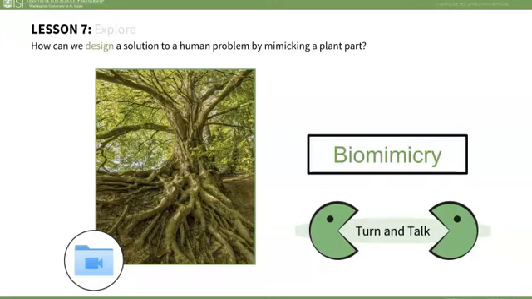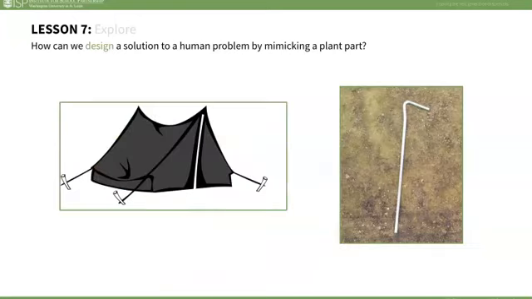Students should recall that one function of roots is to help anchor the plant to prevent something like wind from uprooting it. Next, ask students if they have ever camped out in a tent. Ask students how we keep tents from getting blown over in the wind. At this point, they may not know that tent stakes are used like plant roots to anchor the rest of the tent above ground. Show them these images of a tent and a tent stake.